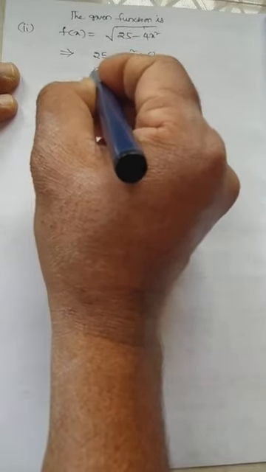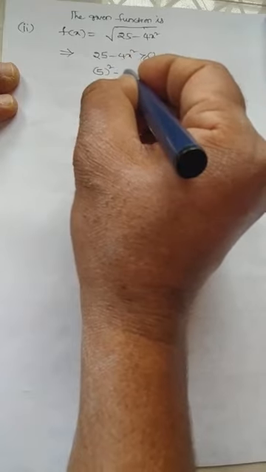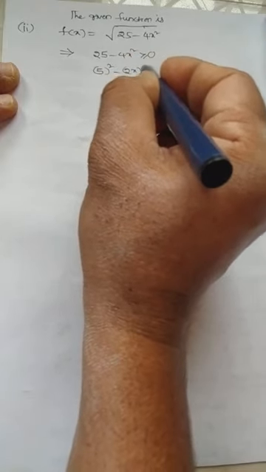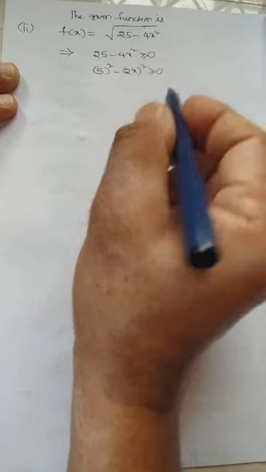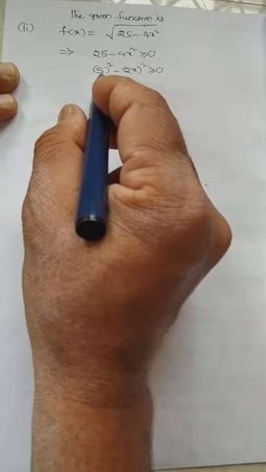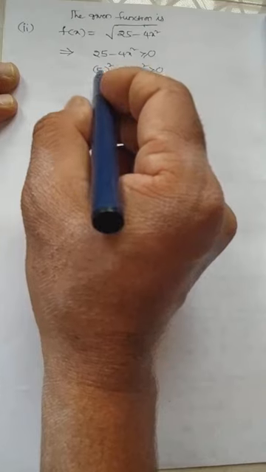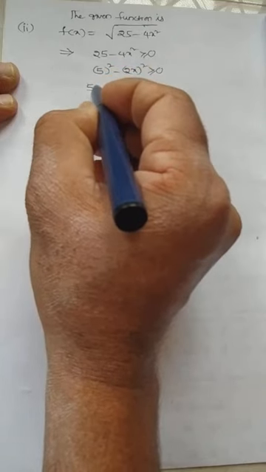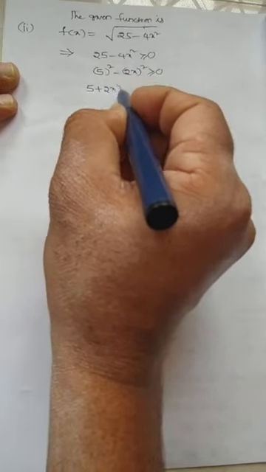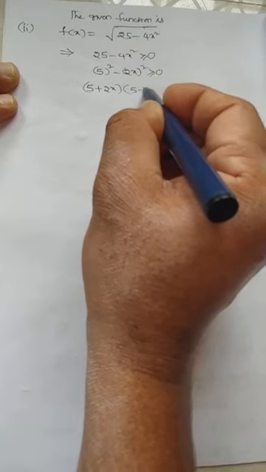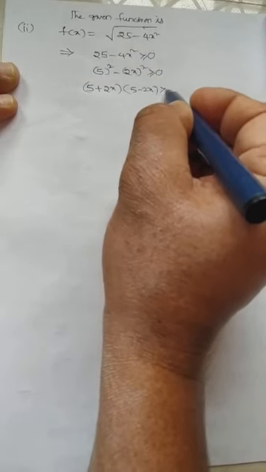So that implies 25 minus 4x square must be greater than or equal to 0. It can be written as 5 square minus 2x whole square greater than or equal to 0. It is of the form a square minus b square, which can be written as a plus b into a minus b. So 5 plus 2x into 5 minus 2x, isn't it?